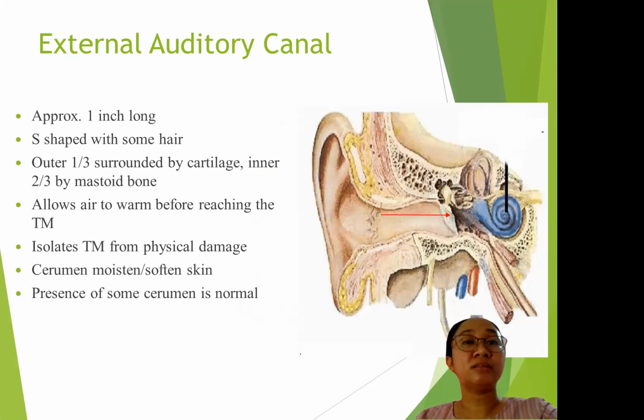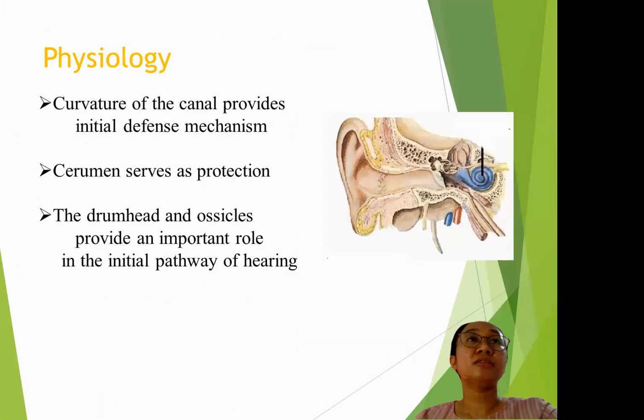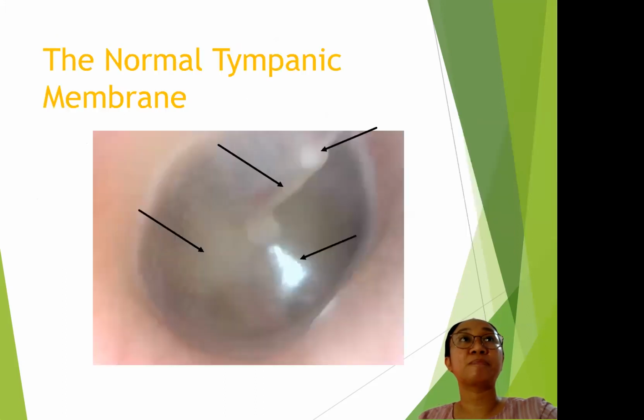So the function of cerumen is to moisten and soften the skin, and the presence of cerumen is normal. The curvature of the canal provides an initial defense mechanism, and it also serves as protection. The drumhead and ossicles play an important role in the initial pathway of hearing. So this is a picture of a normal tympanic membrane. As you can see from the arrows, here is the malleus, the handle, the cone of light, and the pars tensa.